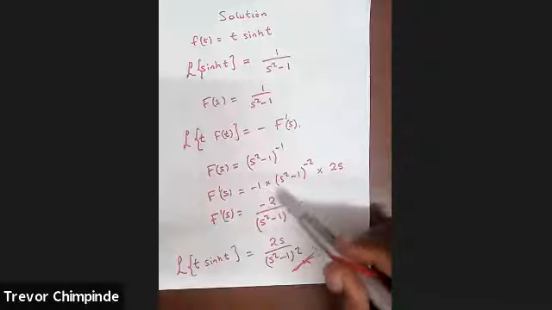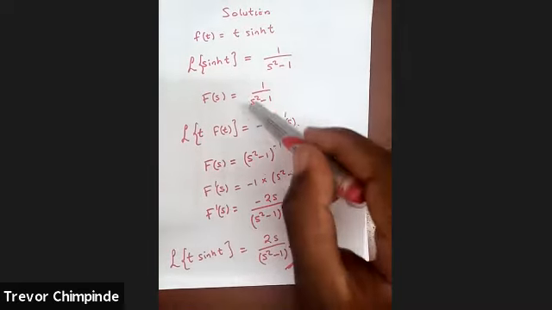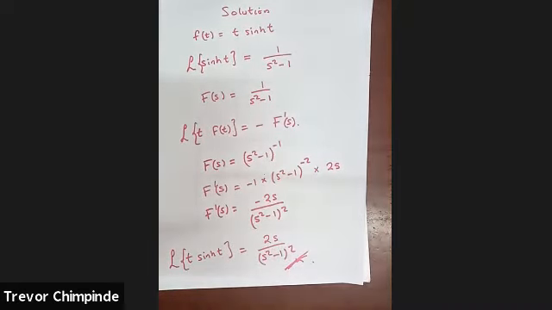Why the negative has disappeared? Yes, so this negative has disappeared because I've multiplied it by, you have to multiply it by this negative. So this is f prime of s multiplied by this negative, then it becomes positive.